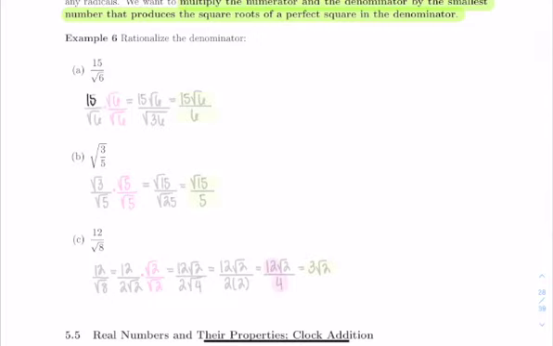So I have 15 over the square root of 6, and we're going to multiply the top and bottom by what the issue is, which is the square root of 6 in the denominator. And so when we multiply fractions, we multiply across the top, we get 15 square root of 6. And remember, we can multiply our radicals by multiplying the inside, which gives me 36. And the square root of 36 is 6. So you end up with 15 root 6 over 6.